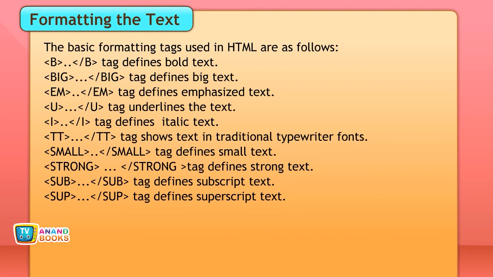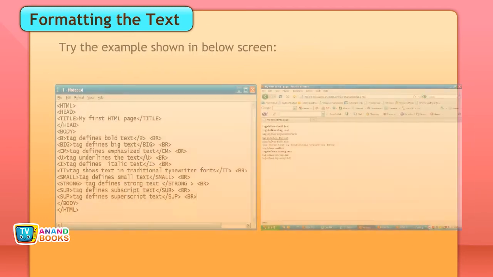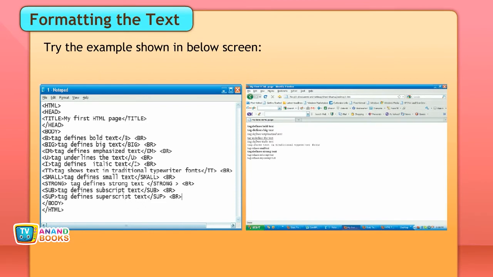Small tag defines small text. Strong tag defines strong text. Sub tag defines subscript text. Sup tag defines superscript text. Note: give BR tag to separate each line. Try the example shown in the screen below.